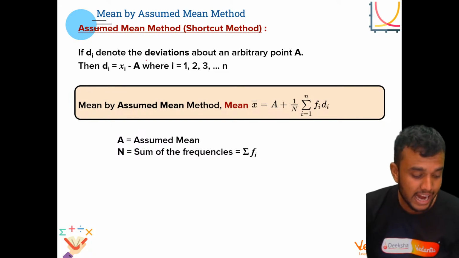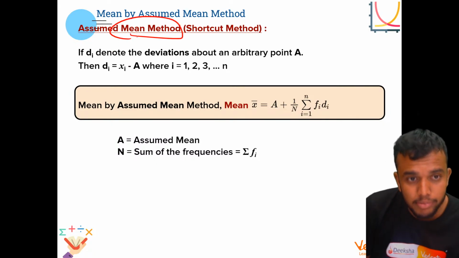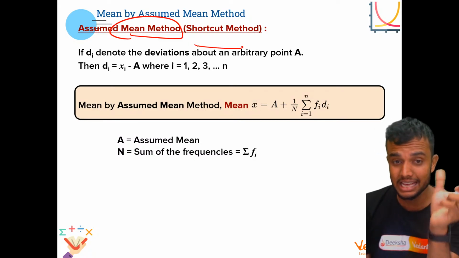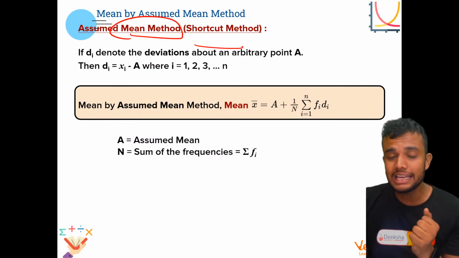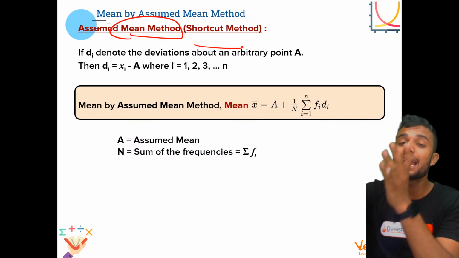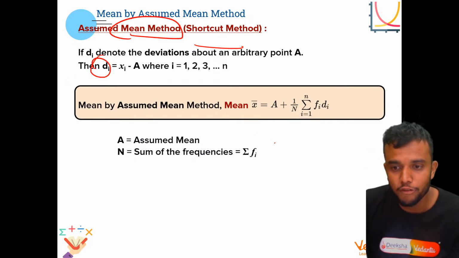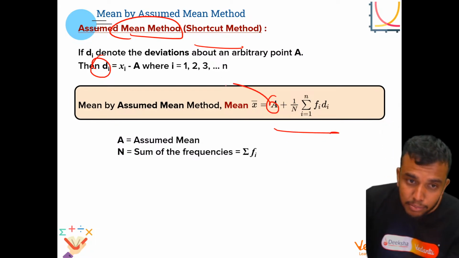Then move on to the second method. It is called the assumed mean method. Very simple, and it is also called the shortcut method and a very easy method. How to find it? For this, we need to introduce another column, students. Only xi fi is there. Now here we need to introduce the di column. The formula is this one. A is nothing but the assumed mean.